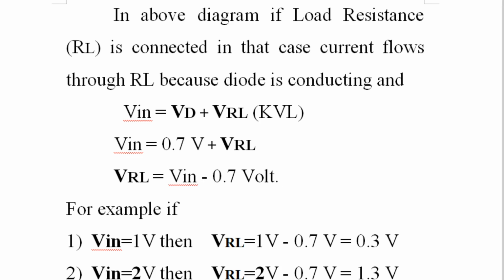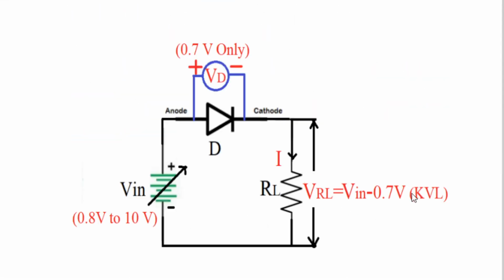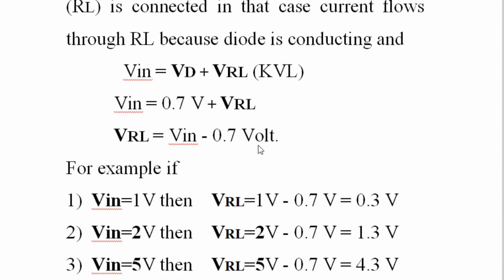And in this way, things are very simple now. If V in is 1 volt, then VRL equals 1 volt minus 0.7 volt, equal to 0.3 volt. So the voltage across this resistor will be given by this equation, VRL equal to V in minus 0.7 volt by KVL, and that is what I have explained to you here.